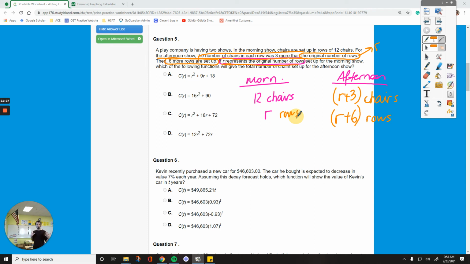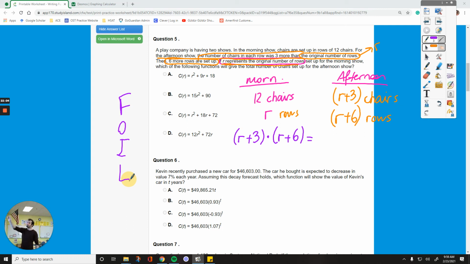In reality, how do you find the number of chairs in a room? In a classroom, if we have 5 rows, and in each row I have 3 desks, I'll have 5 times 3, 15 desks, right? Just multiply the number of chairs by the number of rows. So the number of chairs times the number of rows is going to give me the answer. So it's R plus 3 times R plus 6. This is called multiplying binomials. Binomial means 2 terms because of that bi.